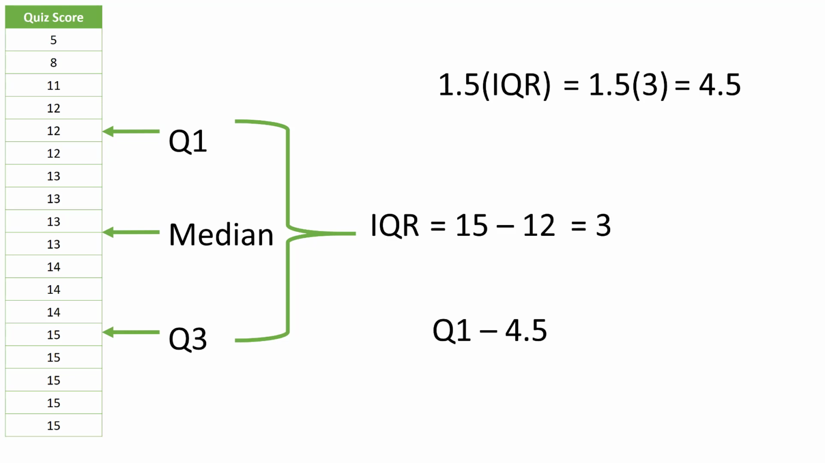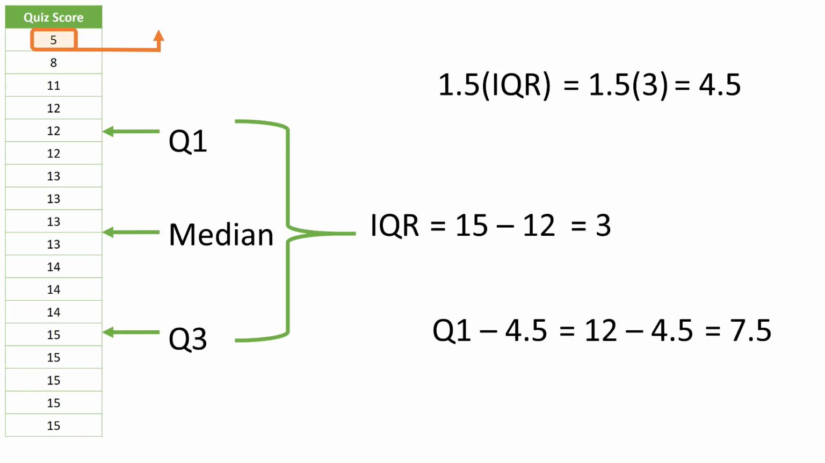Any observation that is 4.5 points less than our first quartile is an outlier. The first quartile was 12. 12 minus 4.5 gives us a lower fence of 7.5. Any observation that is less than 7.5 is considered an outlier. We have one observation on the lower end of our distribution that is an outlier.